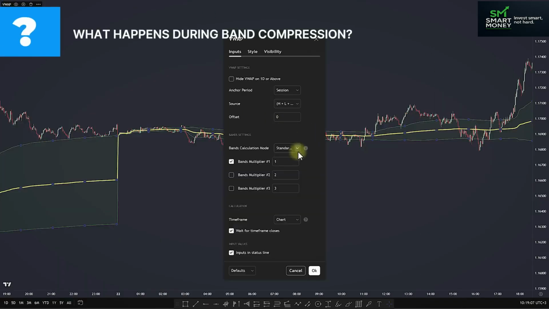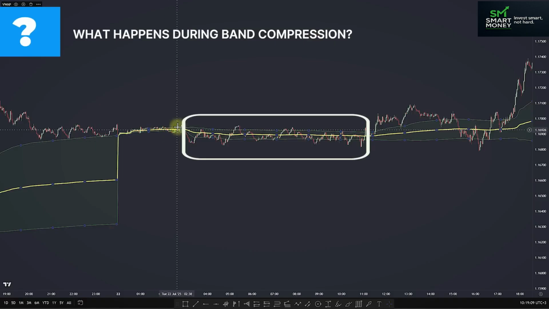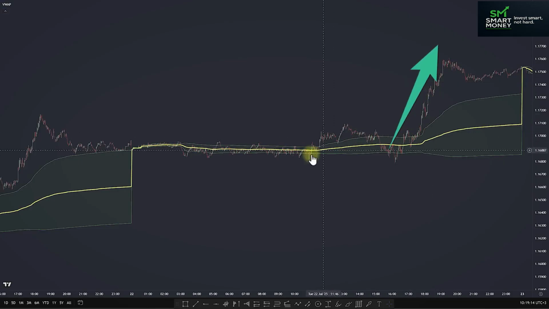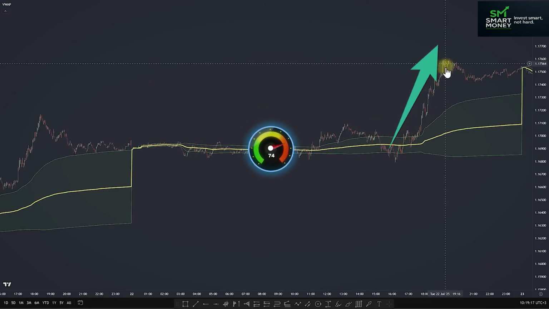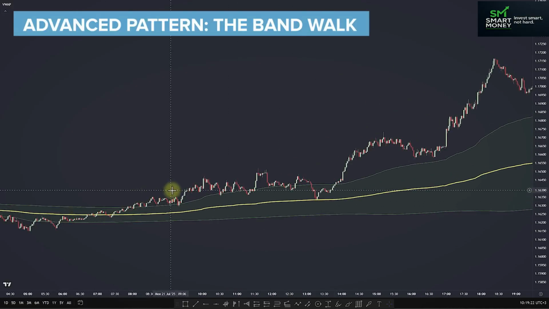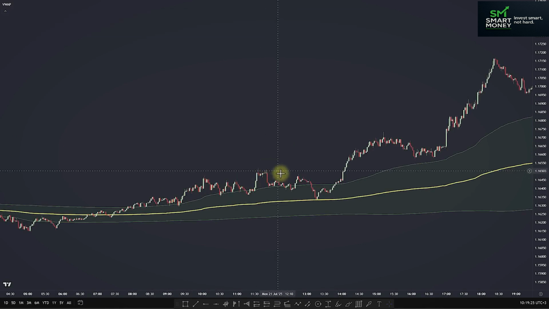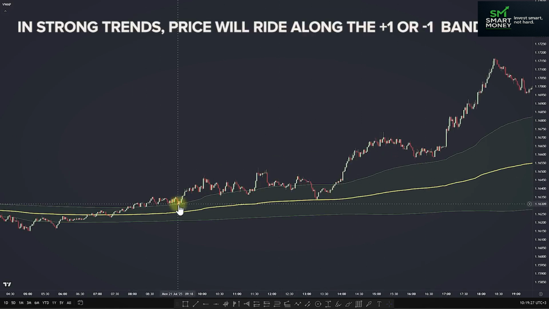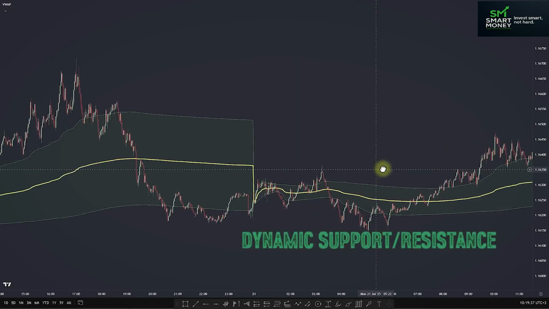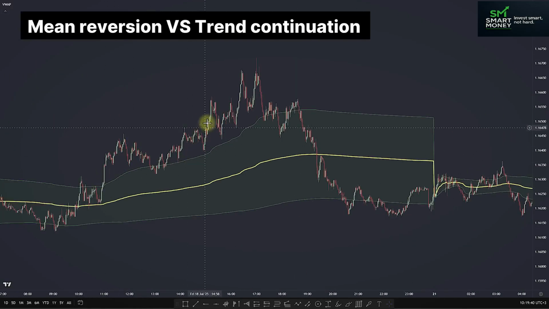Check this out. When the bands squeeze together, volatility is contracting. This compression almost always leads to explosive moves. The tighter the squeeze, the bigger the eventual expansion. Here's a pattern that makes money consistently. The bandwalk. In strong trends, price will ride along the +1 or -1 band. It doesn't return to VWAP. Instead, it uses the band as dynamic support or resistance.